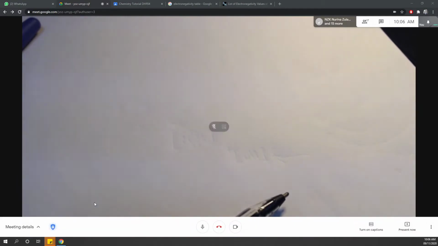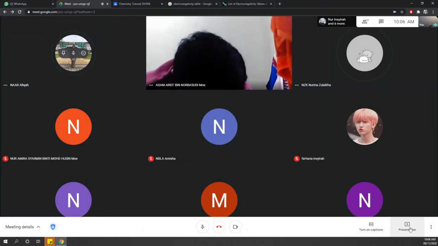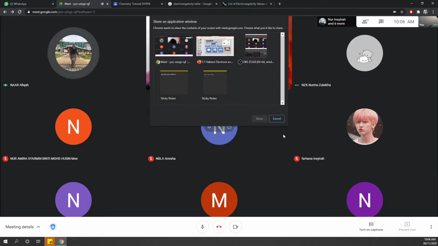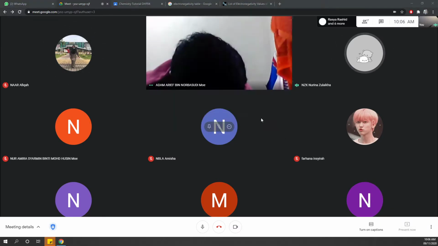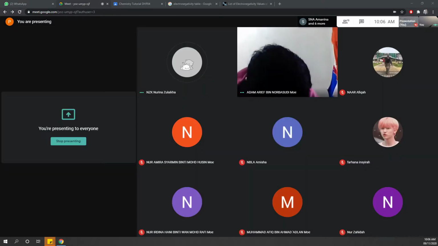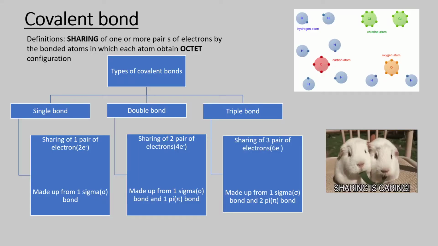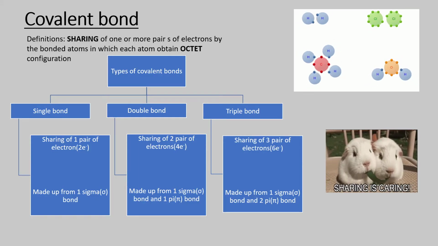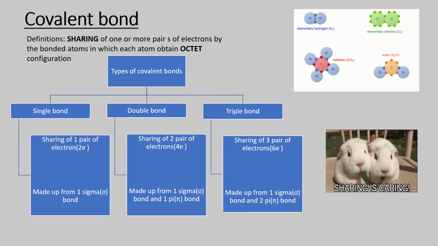Okay, good. Now, we are done with ionic bonding. We will go on to covalent bonding. Yes, we are only learning about 2 bonds today. So, we learn about covalent bonding. Now, okay, can you see the slide? Okay, can you see? Yes. Okay.